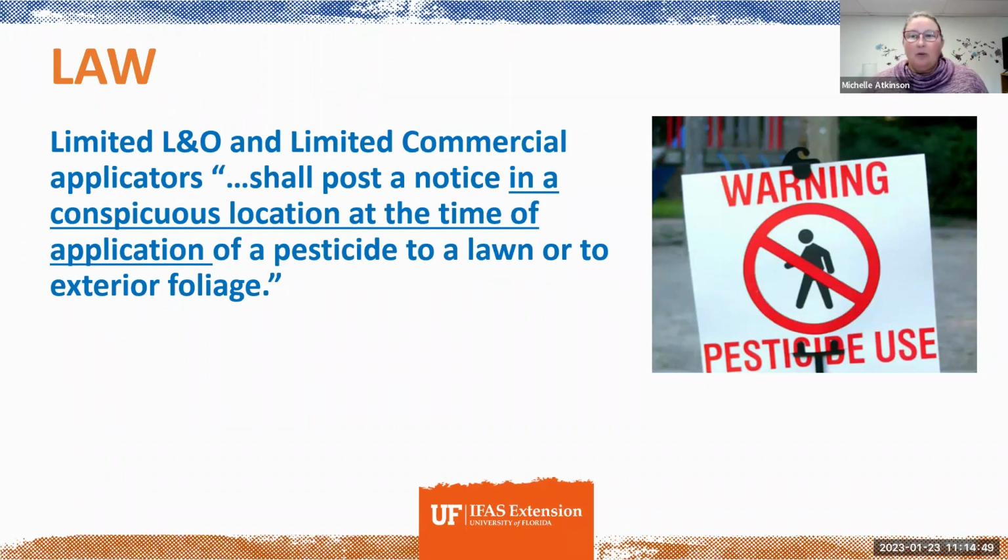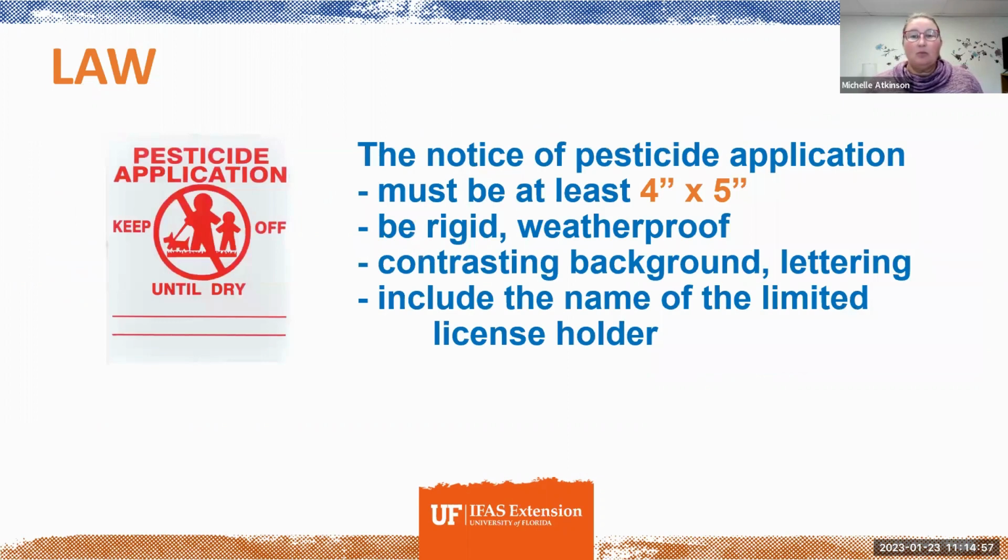Whenever you do apply, you have to place a sign in a conspicuous location at the time of application. The sign has some rules on it. The sign must be at least 4 inches by 5 inches. It has to be weatherproof and rigid. It can't just be a paper printed-off sign that you made. It has to have contrasting lettering so you can actually read it, and it's supposed to include the name of the license holder on it.